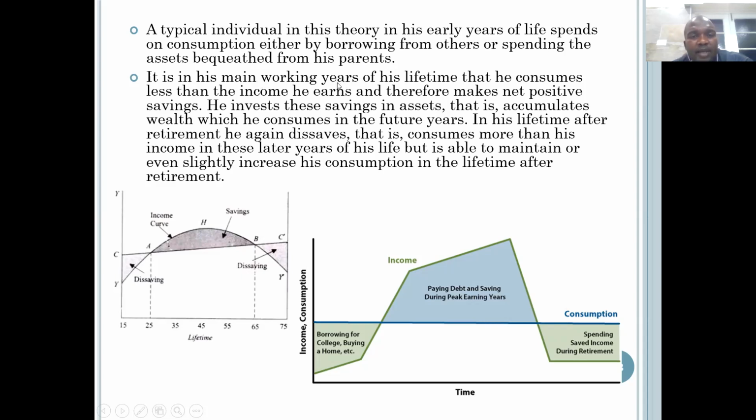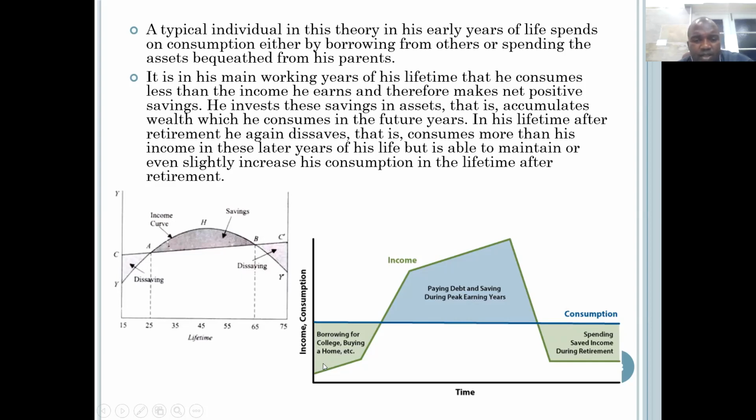It is in his main working years that he consumes less than the income he earns and therefore makes net positive savings. He invests these savings in assets that accumulate as wealth, which he consumes in future years, like during retirement. So during retirement, he begins to dissave. That is, he consumes more than his income in those later years. So initially there is dissaving when the consumer is building capacity to work. And then there is saving when income is greater than whatever needs to be consumed. And then during retirement years, from 65 to 75, there is dissaving.